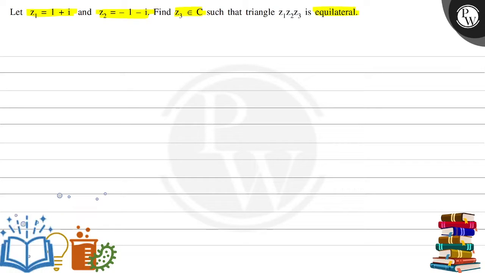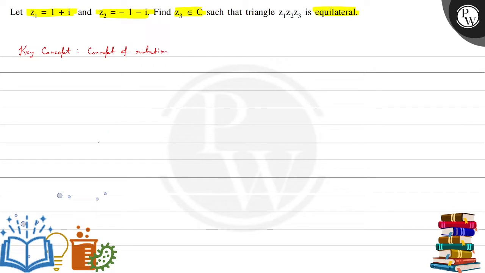इस प्रॉब्लम को सॉल्व करने के लिए हमें जो कॉन्सेप्ट चाहिए, that will be the concept of rotation. Key concept will be concept of rotation. अब ये concept of rotation क्या है?